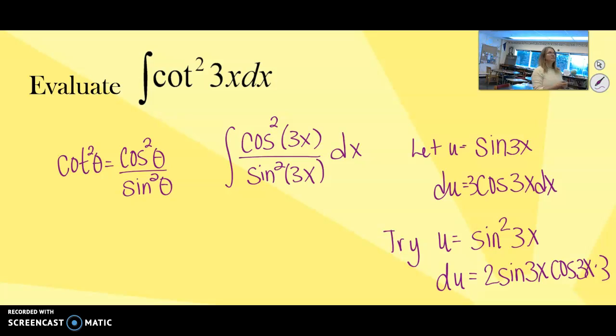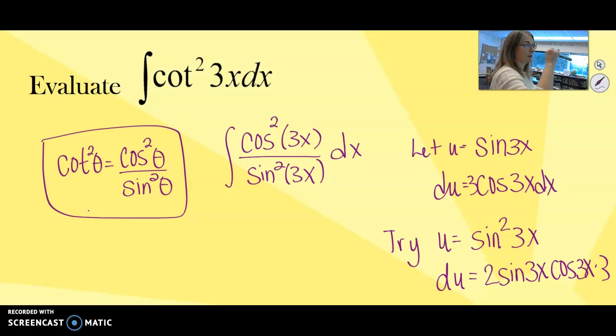So I said that there's another identity that you might have tried, which would be this one here, where cotangent squared theta is equal to cosine squared theta over sine squared theta. If you did that and you try, it doesn't actually work. I didn't think about it at first, but if you choose the u and it doesn't work, then you have to think again, like, what else can I do? And go back to the way I did it the first time.